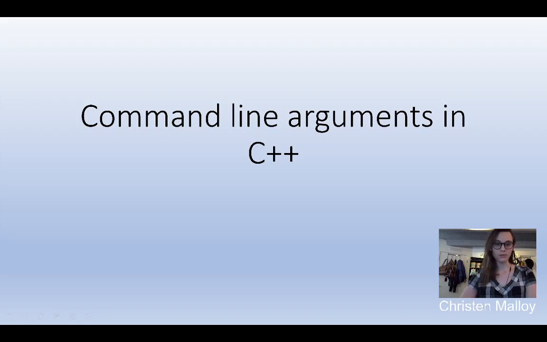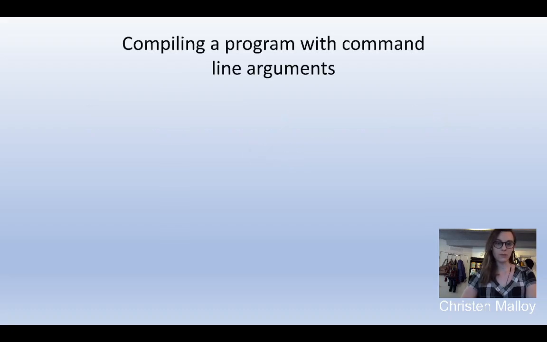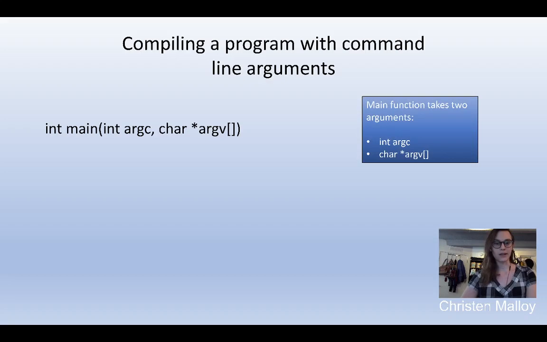In this video, we're going to be talking about command line arguments in C++. Compiling a program with command line arguments involves modifying your main function, which normally would have blank parentheses, to accept two arguments, int argc and char star argv.